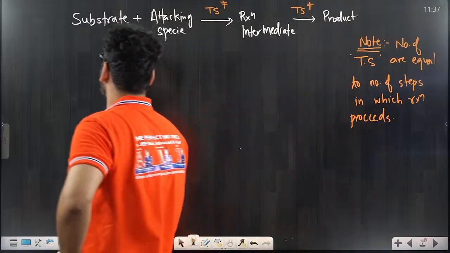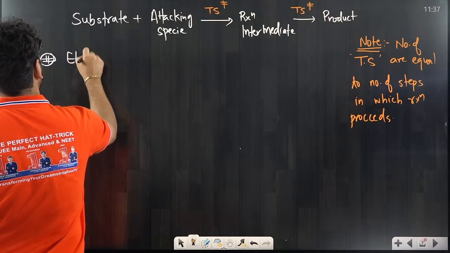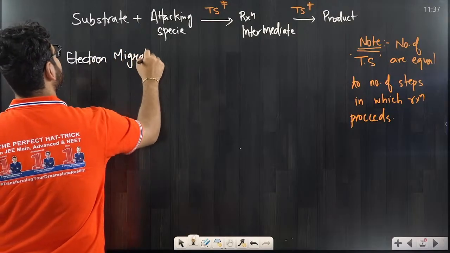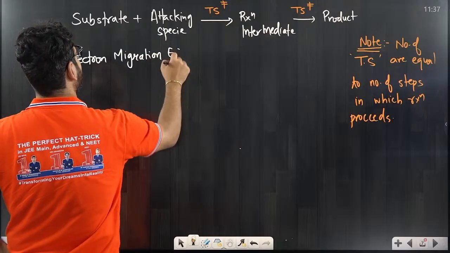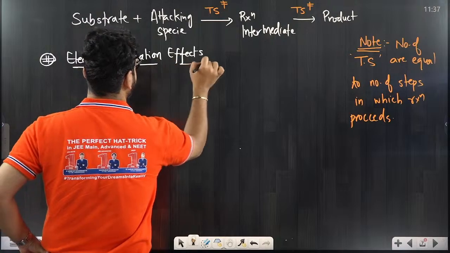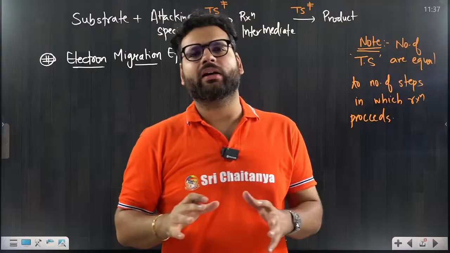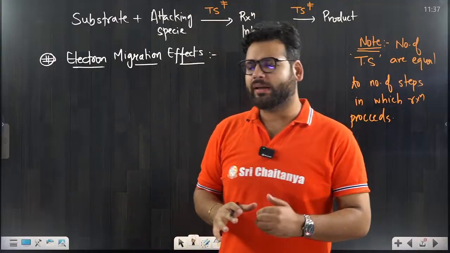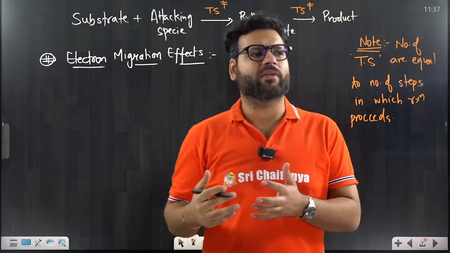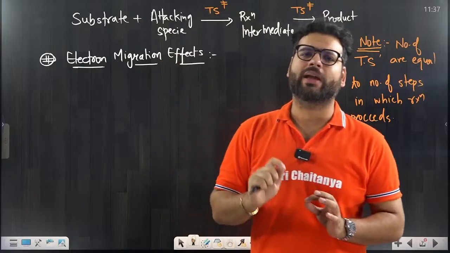Today, let us talk about the next topic of reaction mechanism. Very, very important one. Electron migration effects. Everything under an organic reaction, where the reaction will proceed to, which bond is going to break, which intermediate will form, everything depends on this particular topic, electron migration effect.